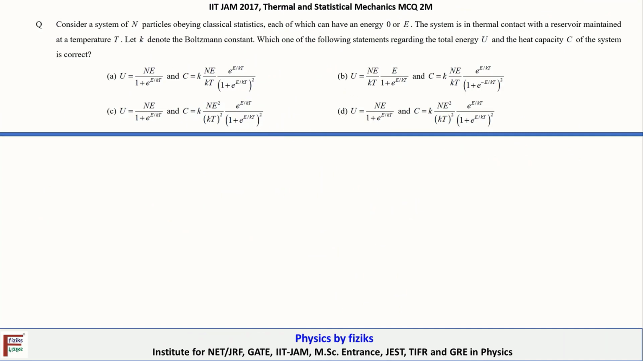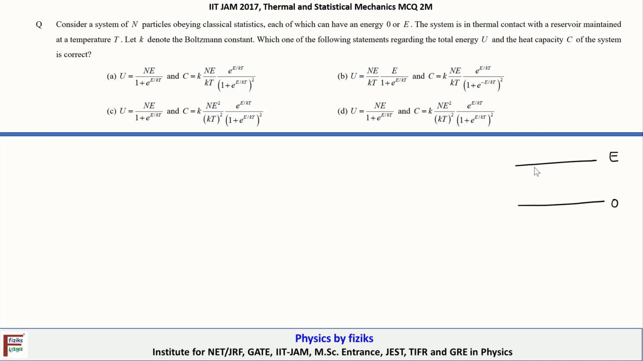Let's take a look at the next question. This question appeared in the IIT-JAM 2017 examination. The statement of the question is: consider a system of n particles which are obeying classical statistics, each of which can have an energy 0 or A. So we are given a system of n objects, where each particle can have energy either 0 or A.